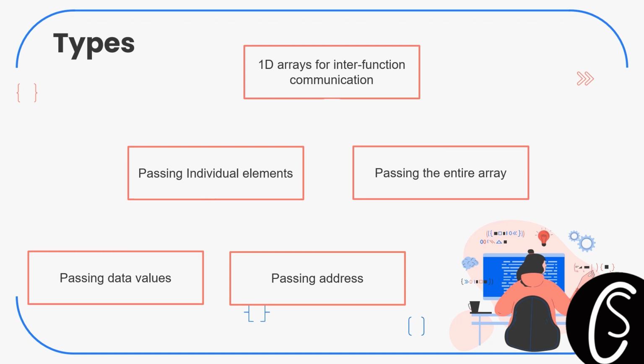The first level shows two forms. First, passing individual elements. Second, passing the entire array. Passing individual elements is further divided into two parts. First, passing respective values, and second, passing address of the values.